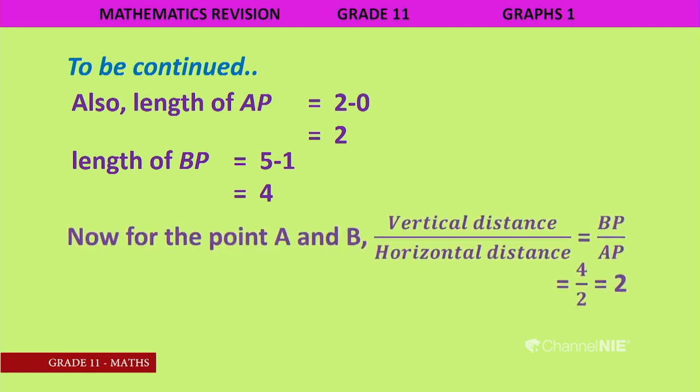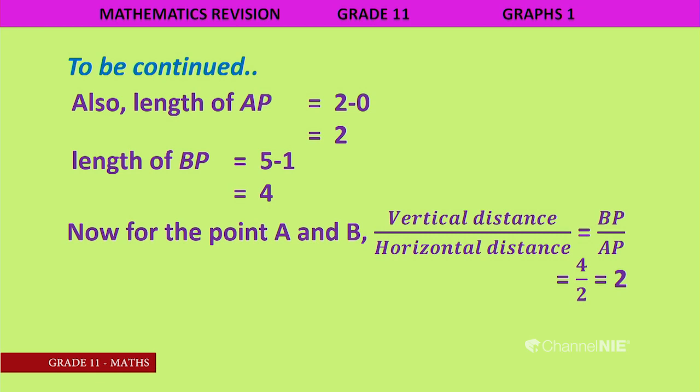Now, for the points A and B, vertical distance over horizontal distance. What is the vertical distance? BP. Vertical distance is taken on the y-axis. If you want to find the horizontal distance, then you have to consider the x-axis. The difference of x coordinates, here the difference of y coordinates. We will see later. Then vertical distance over horizontal distance, BP over AP, 4 divided by 2, then 2.